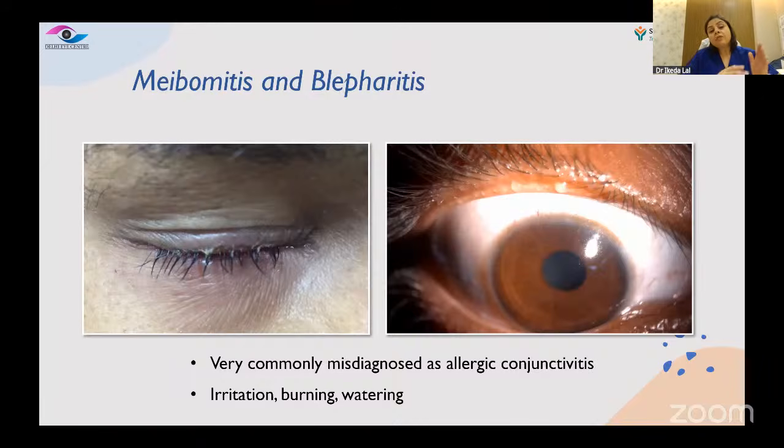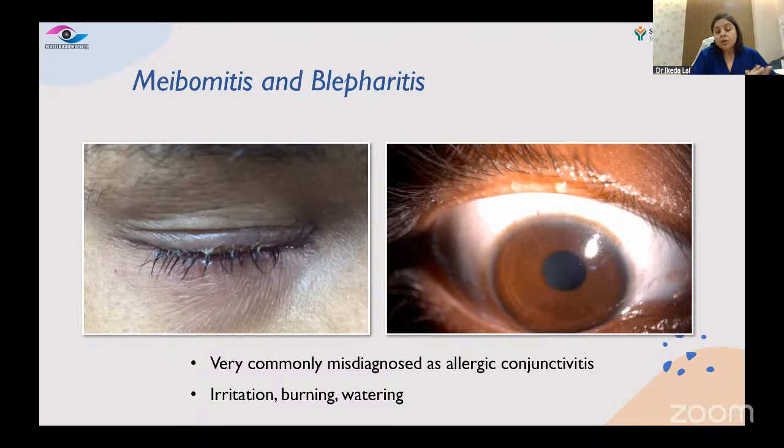Now we have the very, very commonly misdiagnosed meibomitis and blepharitis group of disorders, which are most commonly what we see in our OPD and misdiagnose as allergic conjunctivitis. So these patients, again, first symptomatically, they present more with irritation or a burning and watering rather than itching.